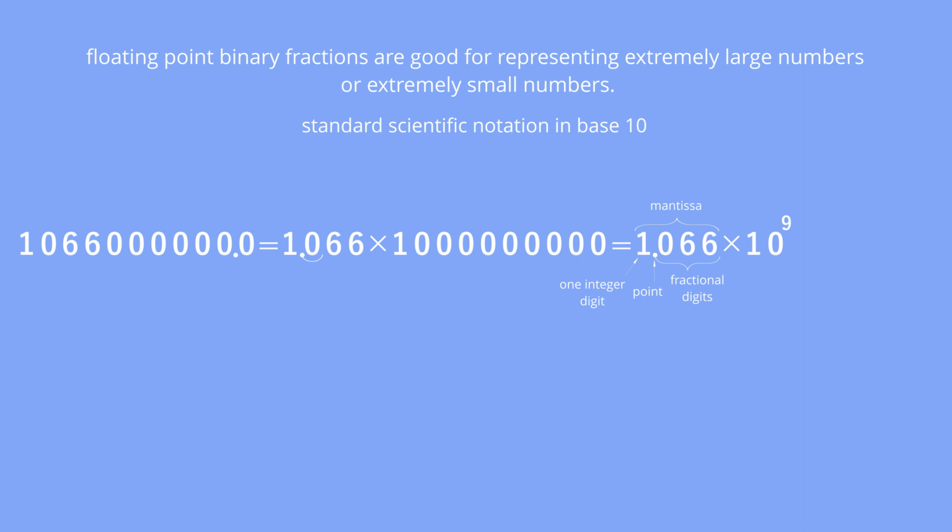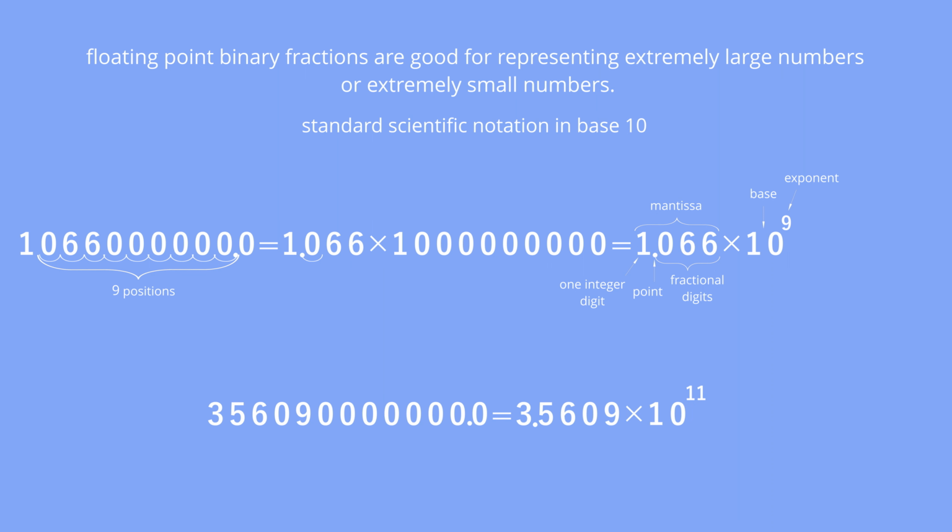This part is called mantissa. Mantissa is multiplied by base to the power of exponent. As we use in this example base 10 number system, of course our base equals 10. Exponent equals positive 9, because we move point 9 positions to the left. Let's consider another example. Here we move point 11 positions to the left. So exponent equals positive 11.